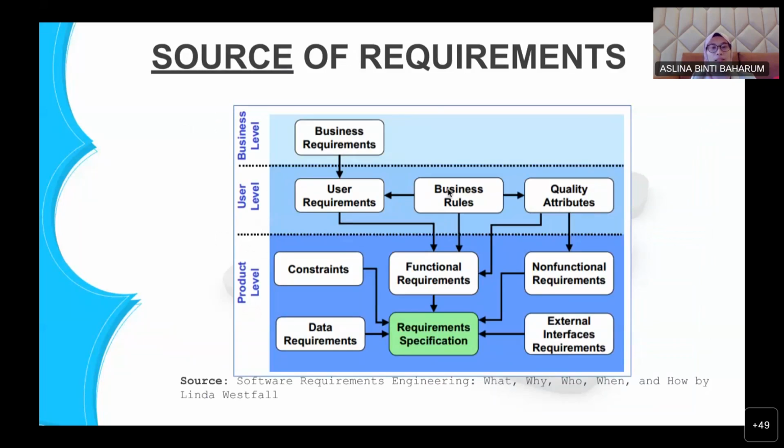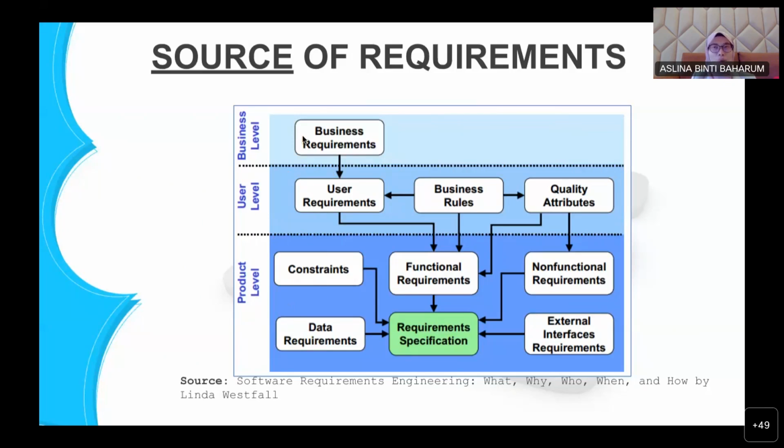Other things to get a requirement, you can have three levels. First, the level of the business itself, the organization. Then the user level, including user requirements, business rules, and quality attributes. Finally, the product level, where you define the requirement specification in terms of functional, non-functional, constraint, data requirement, and external interfaces. For easy remembering, you have three levels: 1, 3, 5.